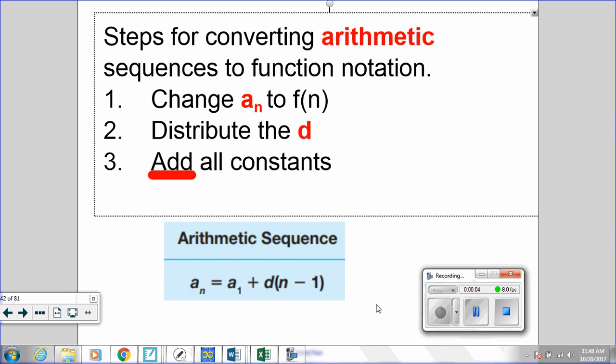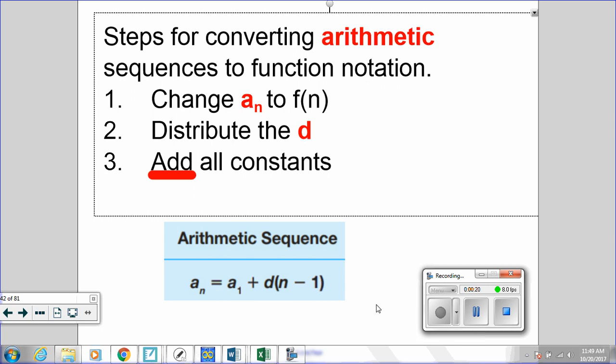Hello, thank you for checking out A1 Math, and today we're talking about converting an arithmetic sequence into function notation and also a geometric sequence into function notation. So let's take a look and see what we got.